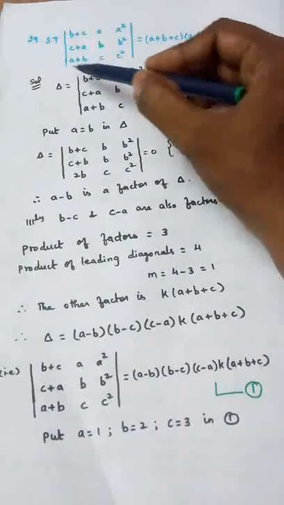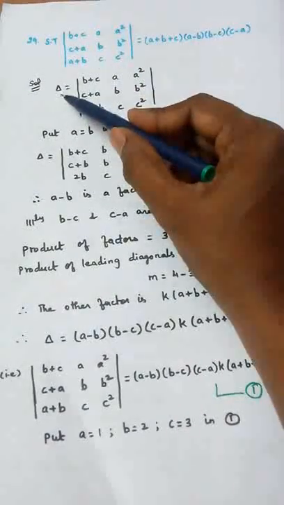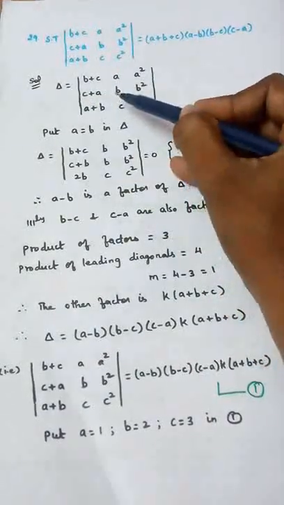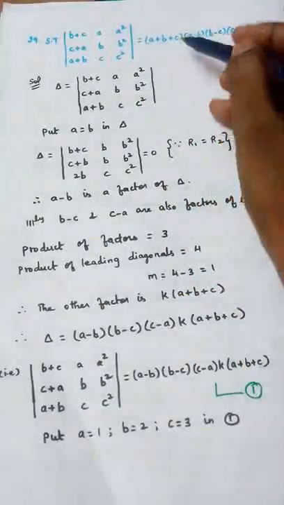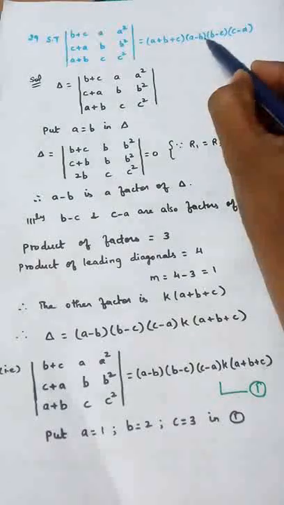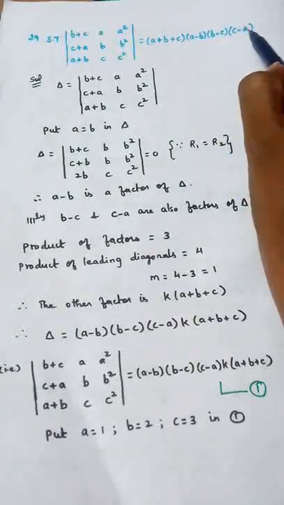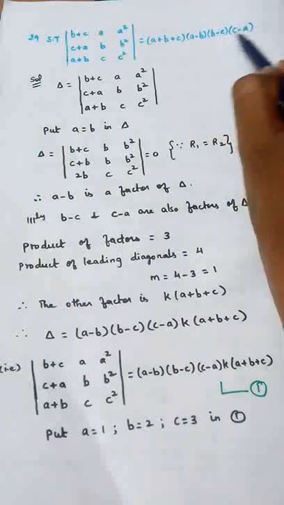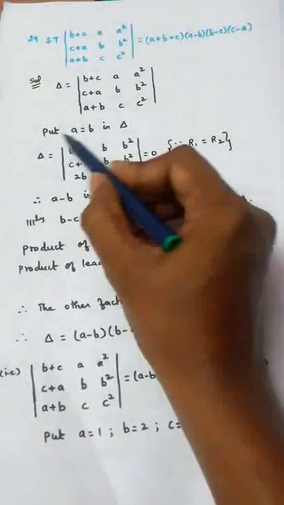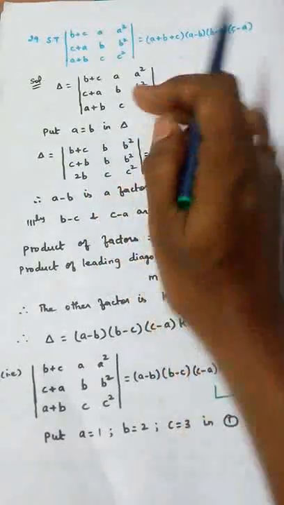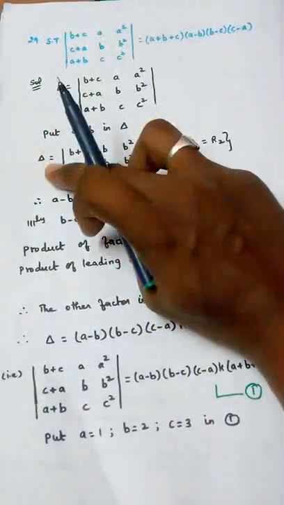Now as usual, the given question is taken as delta. So delta equal to this LHS. You need to prove this is equal to these 4 factors. Again, see the answer: A minus B, B minus C, C minus A. This gives us the clue how to start the sum. Put A equal to B. So that is our first step. Put A equal to B in this delta. So what happens for delta?